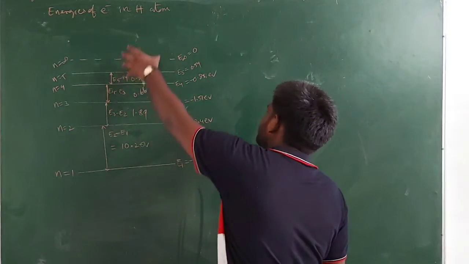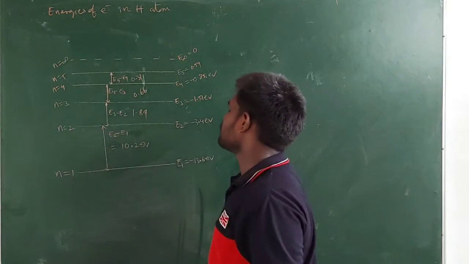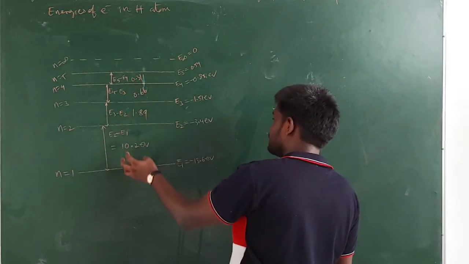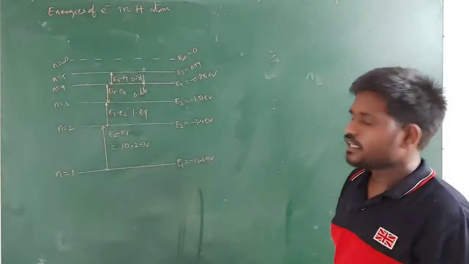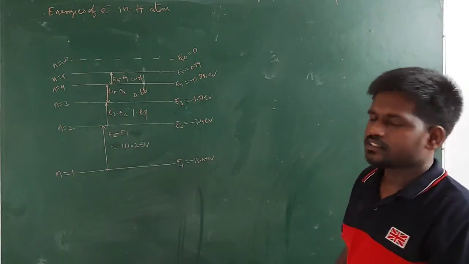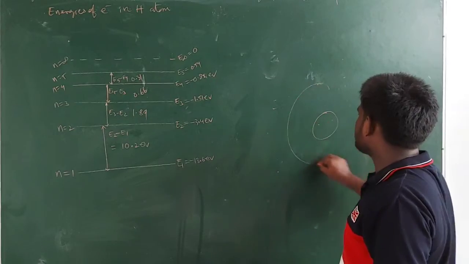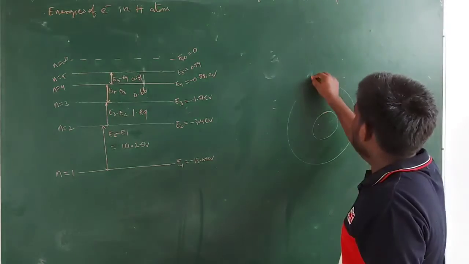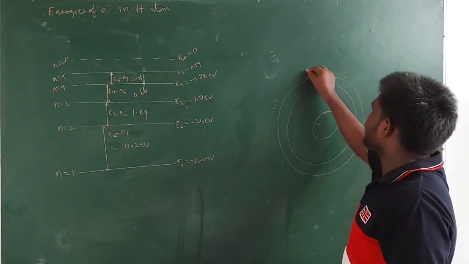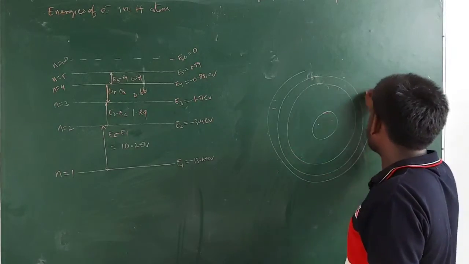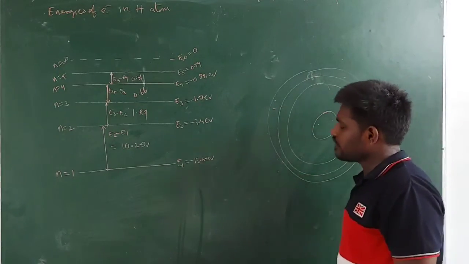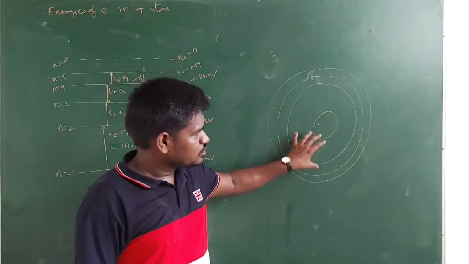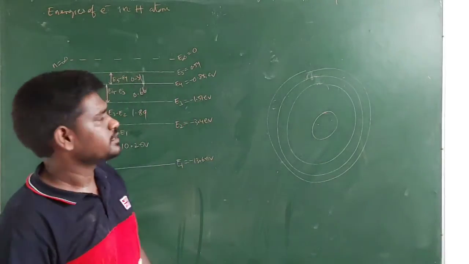Now as the n value, the orbit number, increases, you see the energy gap decreases. That's why the energy difference decreases between the two energy levels. Energy difference decreases, as a result the gap also decreases. The gap between the first two orbits is very high due to the high energy difference, the next two orbits decrease, and the next two orbits again decrease. Like that, as the n value increases, the energy gap between the successive orbits goes on decreasing.